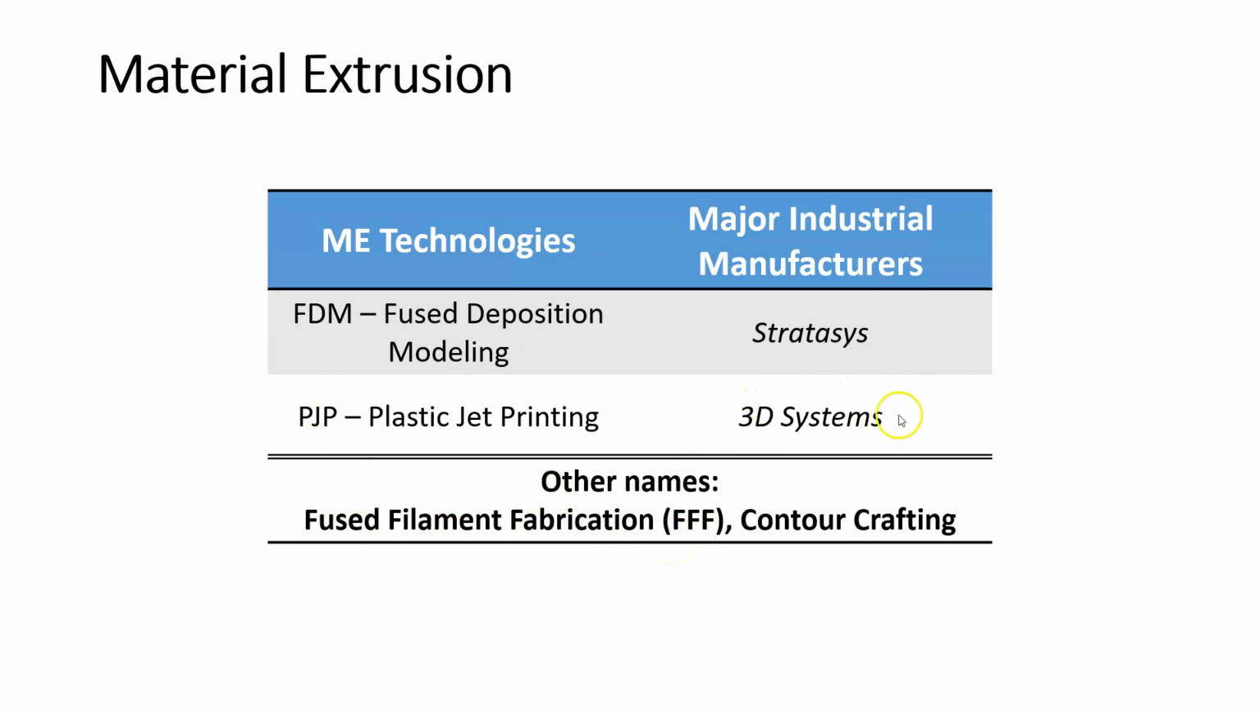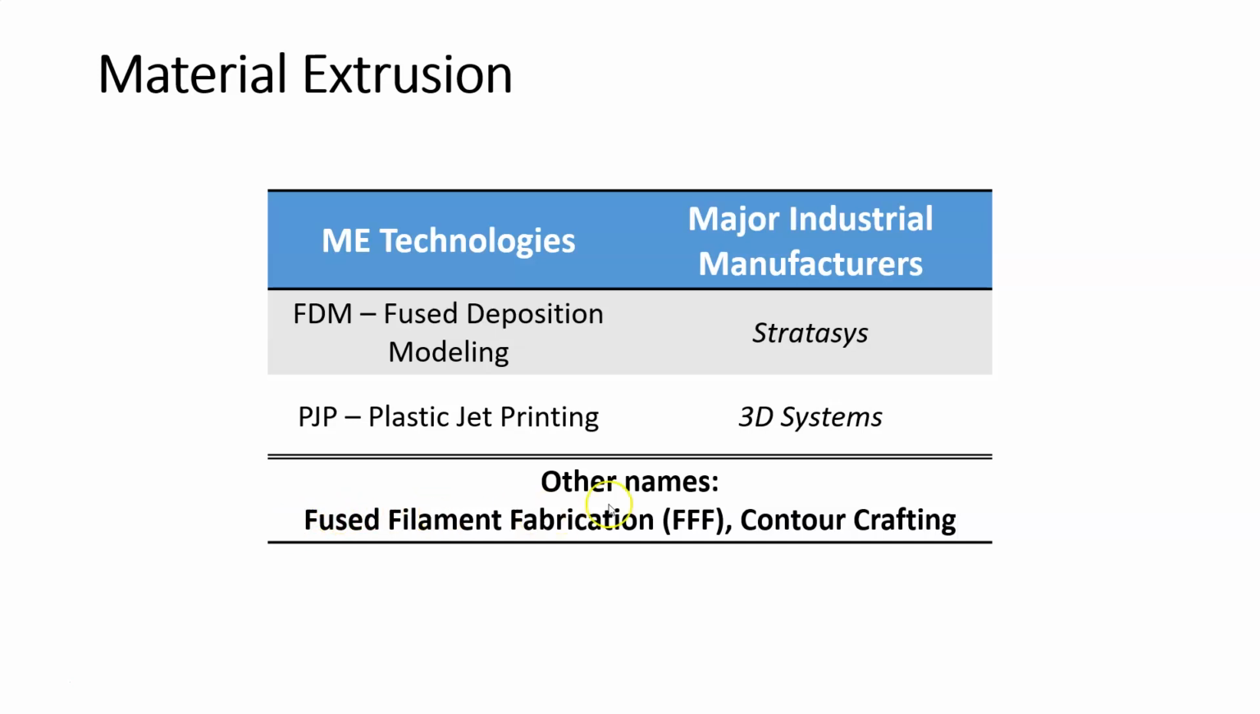3D Systems came out with a competing technology called plastic jet printing, which is basically a material extrusion process. But again, they had to name it differently, and they also have to change the technology slightly so that they're not infringing on patents held by Stratasys.